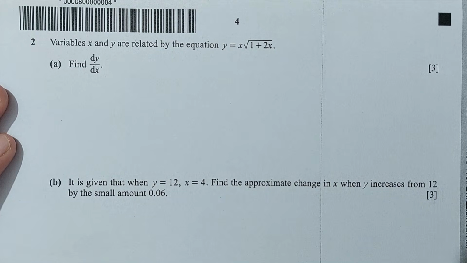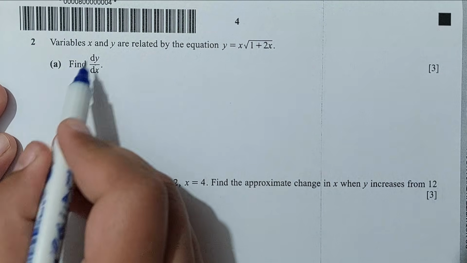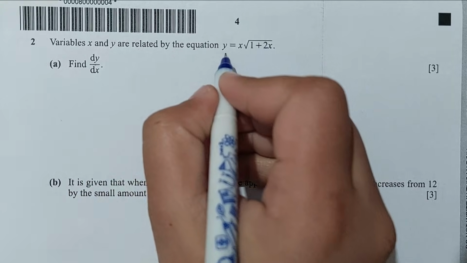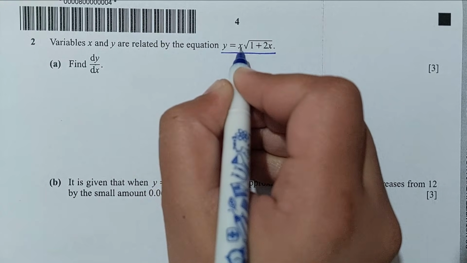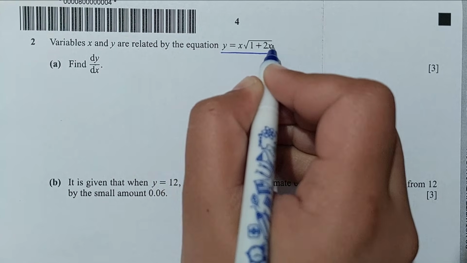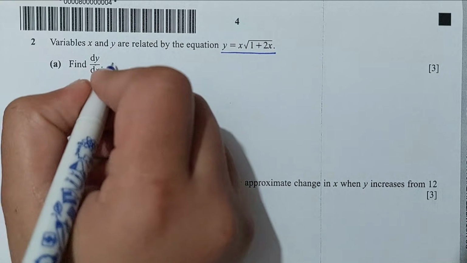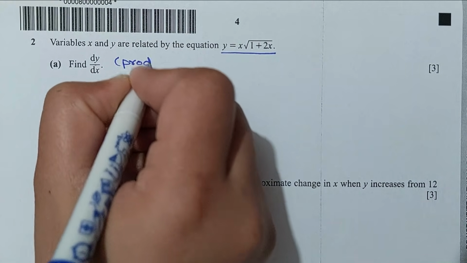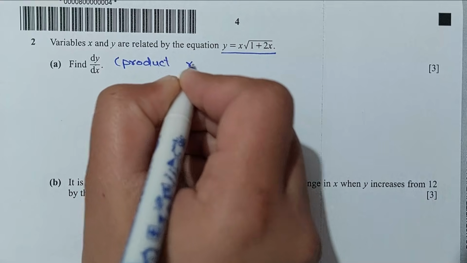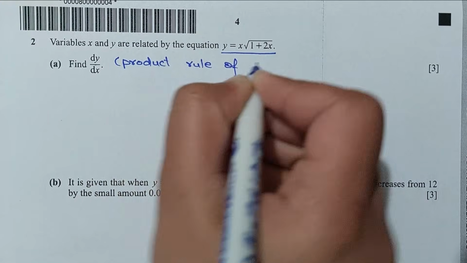Question number 2, variables x and y are related by the equation. Find dy over dx. So we have y, and we have to find dy by dx. These are the product of two functions. So here we apply the product rule in derivative.